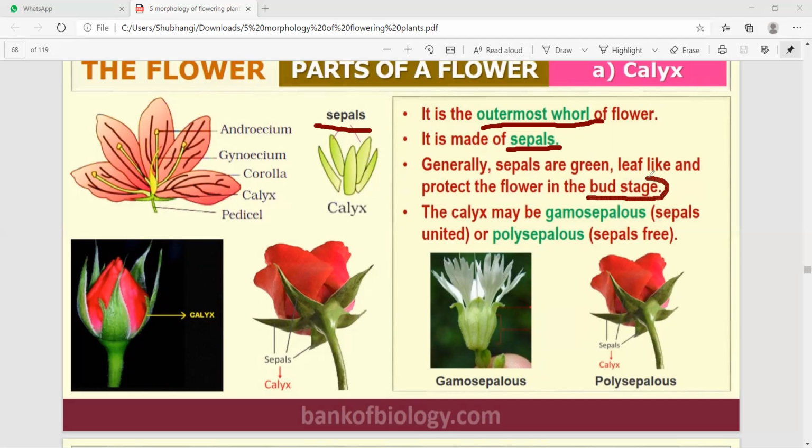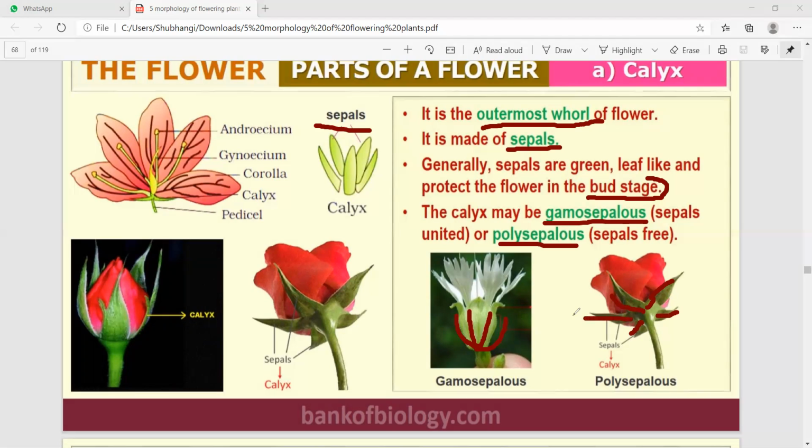Now, one more condition we need to understand here is that the calyx can be gamosepalous or polysepalous. Gamosepalous means what? You can see here, if the calyx is fused together. When the sepals, the individual members of the calyx, are fused together, it is called the gamosepalous condition. And here in the rose plant, you can see the sepals are separated out. This condition is known as polysepalous.